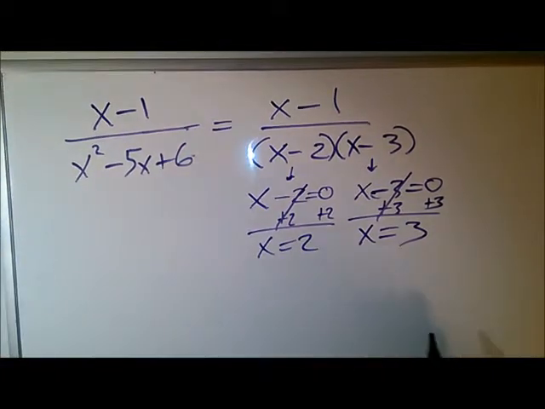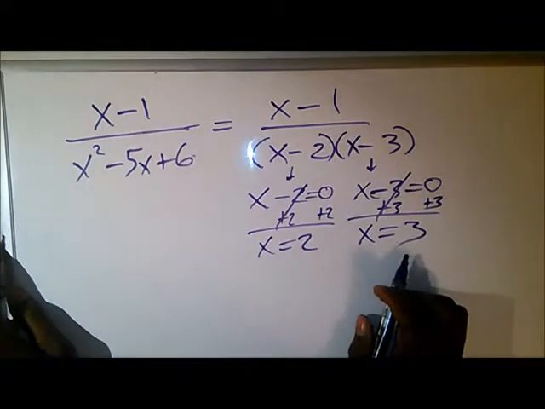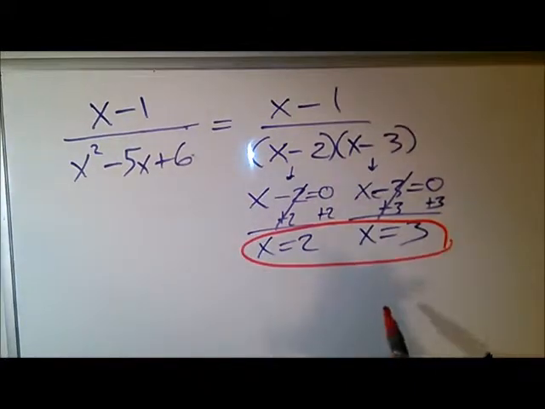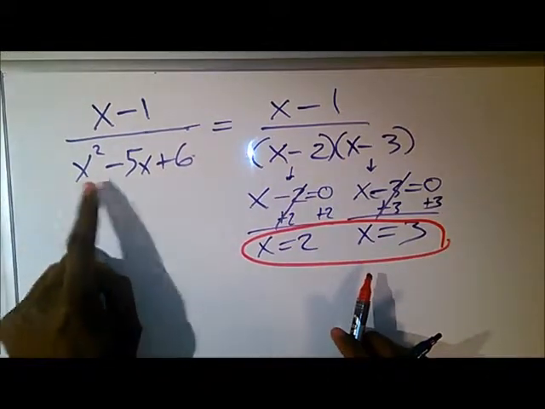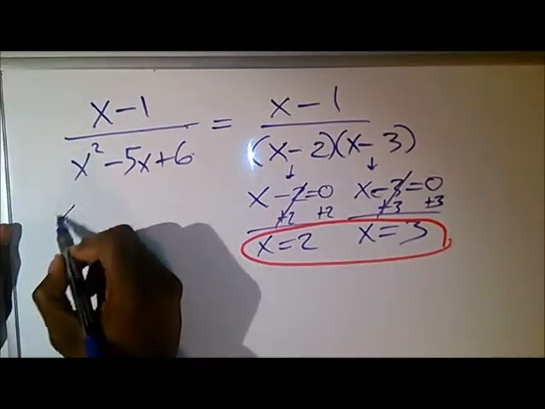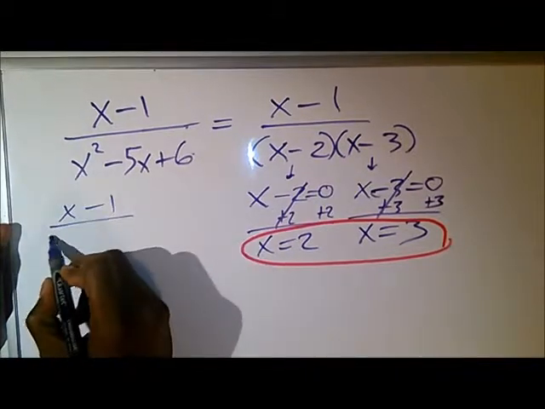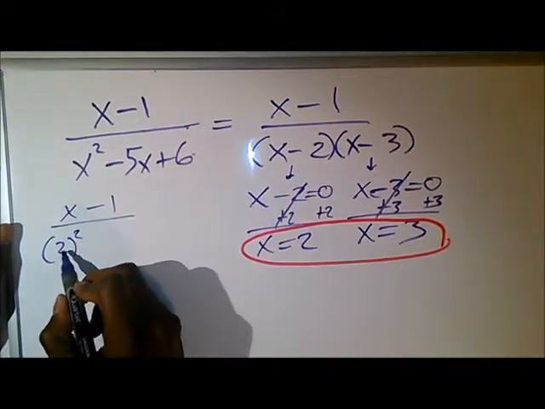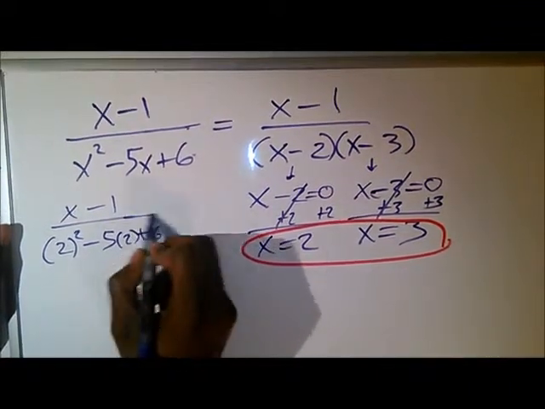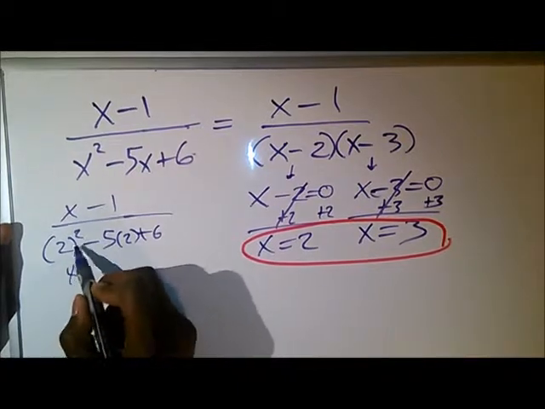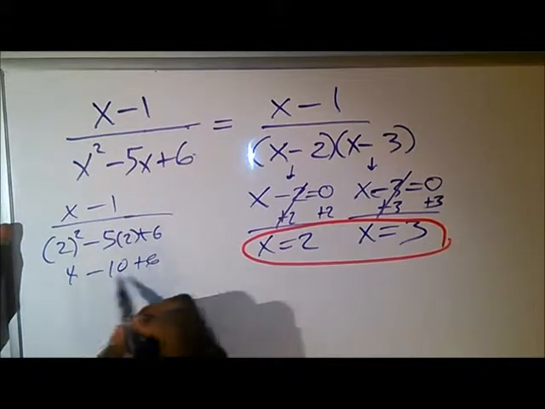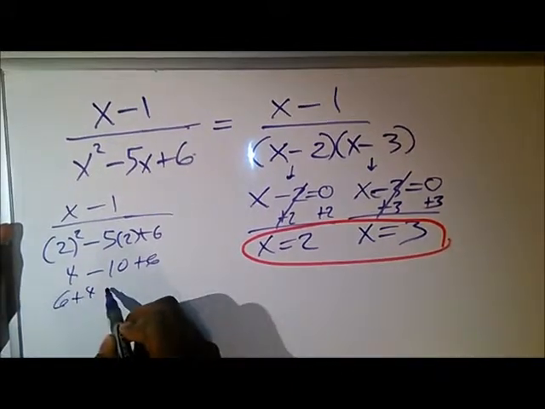Now that we got x is equal to 3 and x is equal to 2, these are the things that we don't want. If we put a 2 in for all the x's, we'll have a 0 in the denominator. Let's see what happens. Let's make all the x's 2. So it'll be 2 squared, minus 5 times 2, plus 6. Solve for it: this will be 4, that will be negative 10 plus 6. Put the positives together: 6 plus 4 is 10, minus 10 is 0.